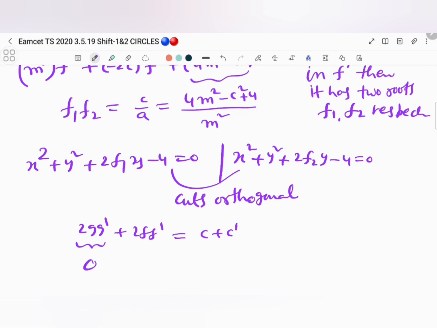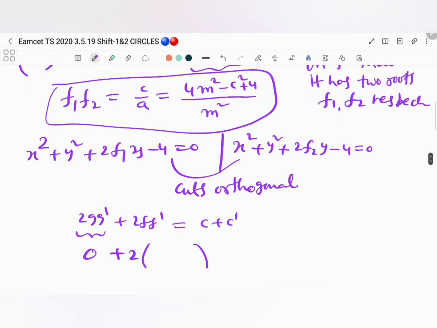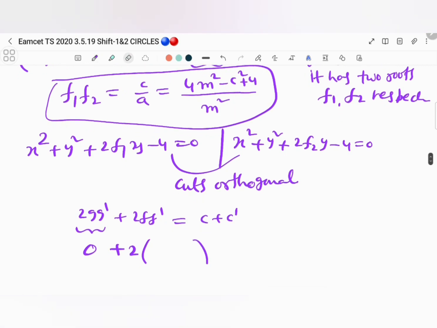2gg dash value is not there. G value is not there means 0. Plus 2 into ff dash value, we got it now here. Ff dash means f1, f2 only. Whatever we got here, f1, f2, those values are called ff dash. So substitute in this: 4m square minus c square plus 4 by m square, and c plus c dash also minus 4 minus 4.